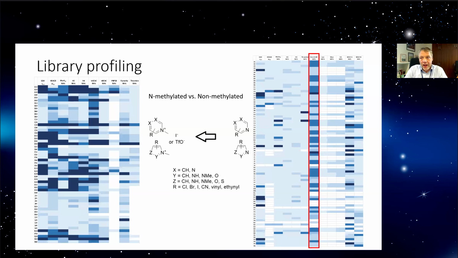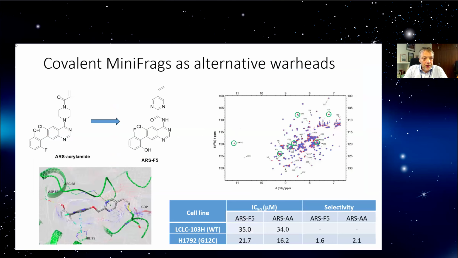I would like to focus first on the KRAS G12C example. Here I show you, starting from an ARS-like acrylamide, indicated on the left-hand side, we replaced the original Michael acceptor acrylamide with a heterocyclic version that contains a vinyl group, which is basically a masked version of the Michael acceptor.